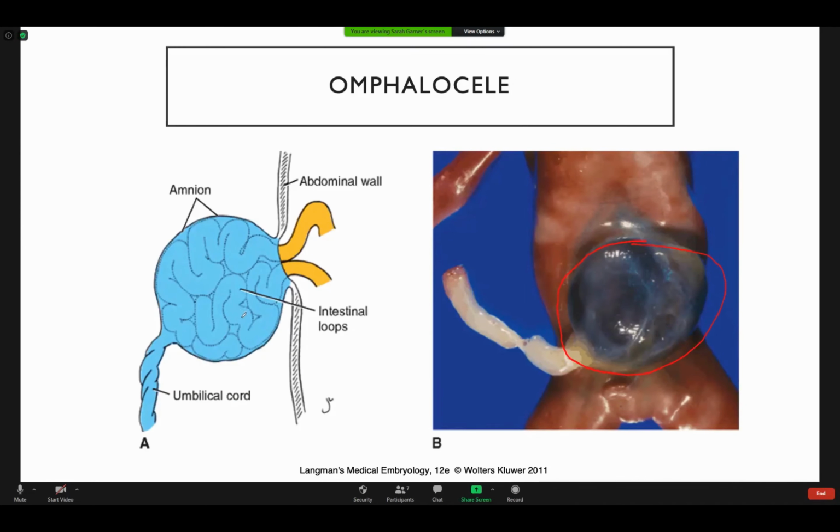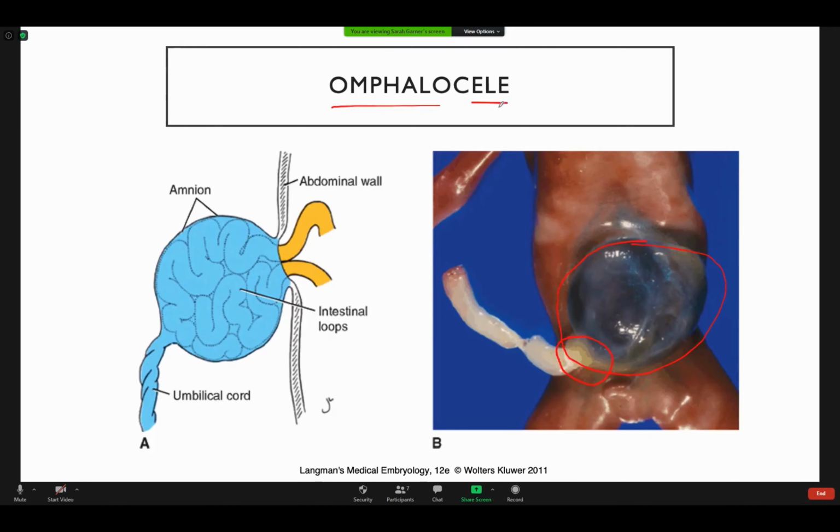So these are going to be inside a peritoneal covering, or a sac within the amniotic sac. That's kind of confusing, but basically what that means is the intestines are not directly in contact with the amniotic fluid here, and they're protected by this sac of peritoneum. And notice the location of this too. This is kind of within the base of the umbilical cord. And this is why it's called an omphalocele.